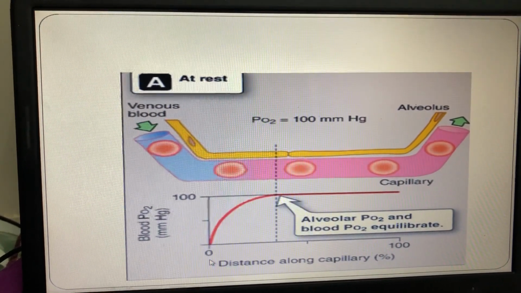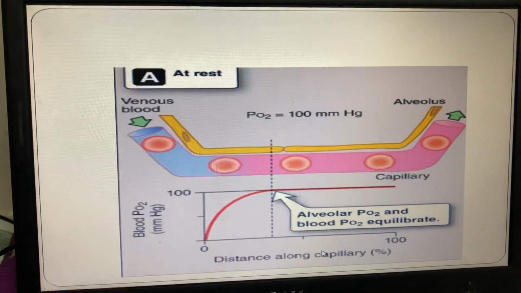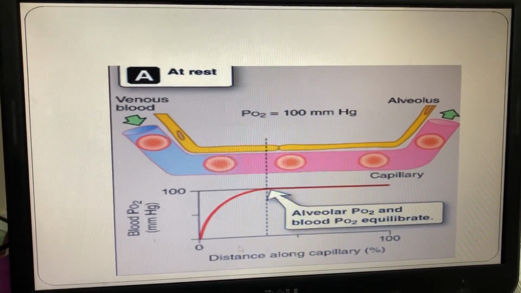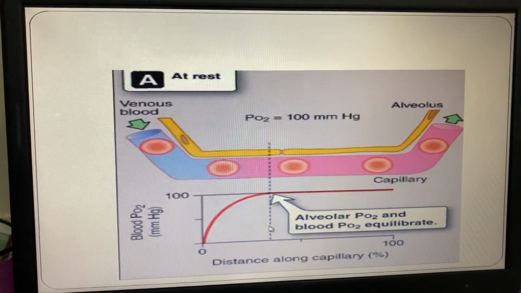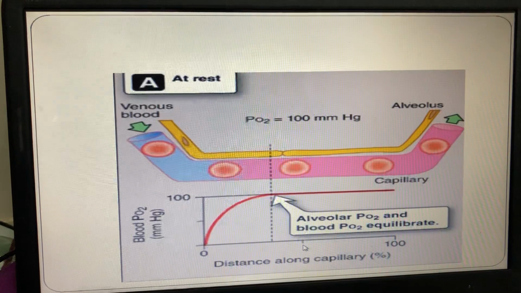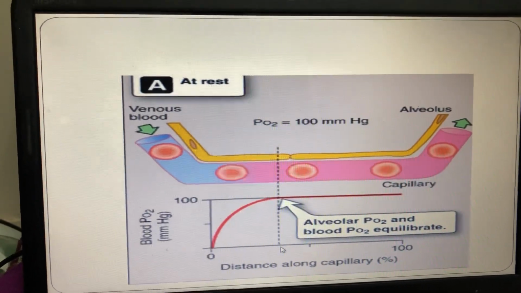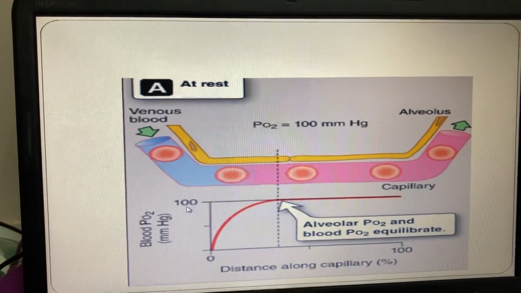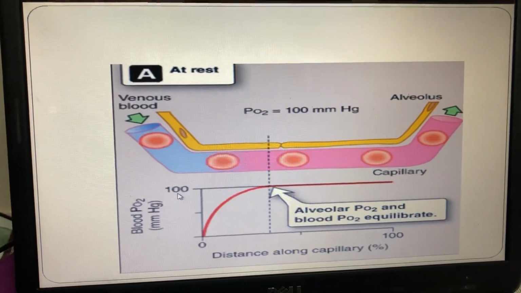Here they are showing a graphical representation. This is the distance along the capillary, so the distance is 100%. We can see that the saturation of oxygen is 100% even before the halfway point. That is, almost when it reaches about one third of the capillary, the oxygen becomes 100% saturated.